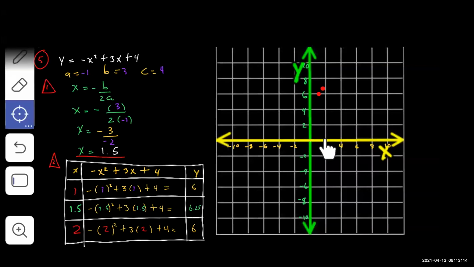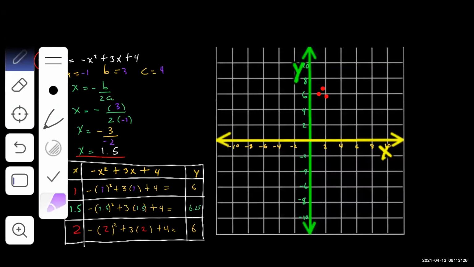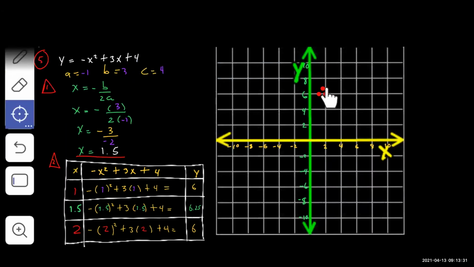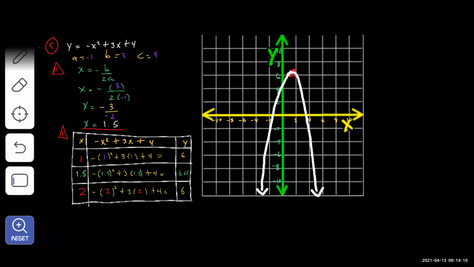Okay, and the next point is 2 for x and 6 for y. 2, 4, 6. The next point is going to be around here. Maybe that is not perfect, but that's okay. As you can see, they're pretty close, guys. And now it's time to make the parabola. It's going to be opening down since this term is negative. Basically, this is what you're going to get: a parabola opening down since this term is negative. Okay, this is all for today, guys.